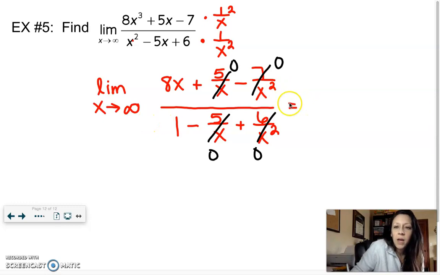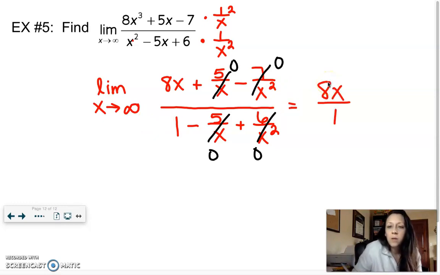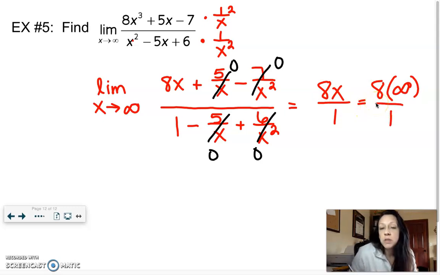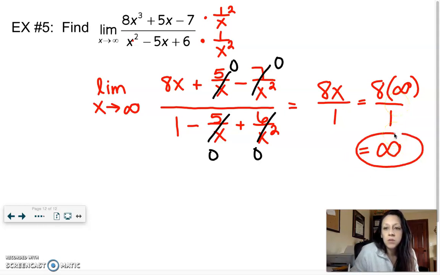So what do I have left? I have 8x over 1. This is weird because in the last 2 examples, x's have just completely disappeared in the step where we multiply by 1 over x squared. That didn't happen here. It's okay. What you're going to do now is an arbitrary plug and chug with infinity. If I am doing 8 times infinity divided by 1, what would that equal? It would equal infinity, right? Because you divide by 1, that doesn't change anything. 8 times infinity is basically infinity, so you have a limit that is equal to infinity.